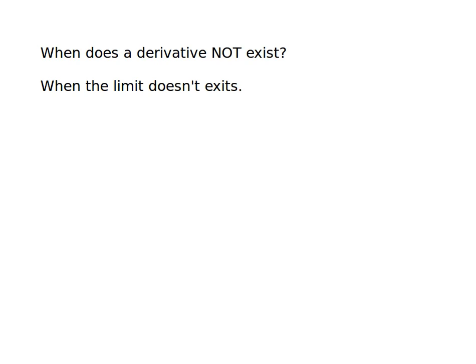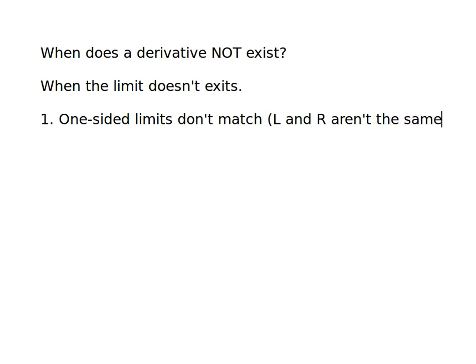There we go. We're looking at that limit of a difference quotient as h goes to 0, so we want to focus on when the limit doesn't exist. So the limit will not exist in a couple of different ways. First, we could have that the one-sided limits don't match. Essentially, left and right aren't the same.